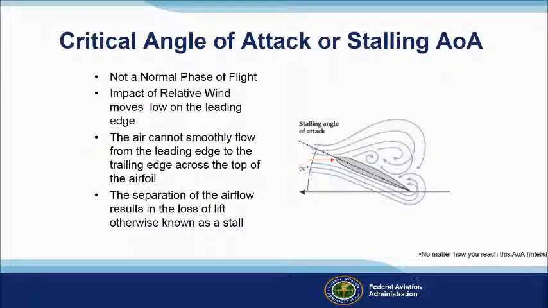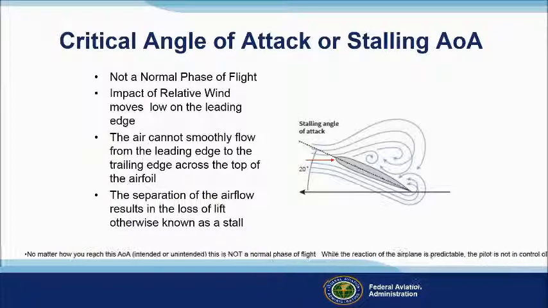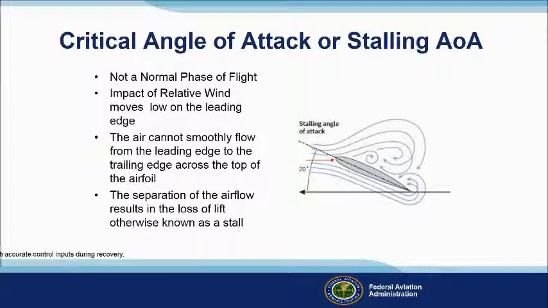No matter how you reach this AOA, intended or unintended, this is not a normal phase of flight. While the reaction of the airplane is predictable, the pilot is not in control of the airplane in terms of being able to maneuver using control surface input until the AOA is reduced and the surface of the wing begins producing lift. Once the critical AOA is reached, there is always a cost in terms of loss of altitude that can only be mitigated by timely addition of thrust and smooth, accurate control inputs during recovery.